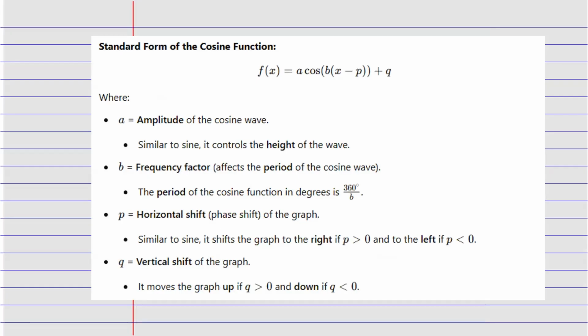So now we're going to move to the properties of cos, right? So again, A, B, P, and Q share the same properties, right?